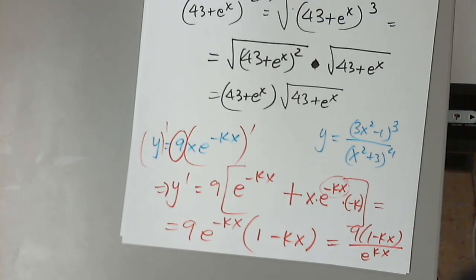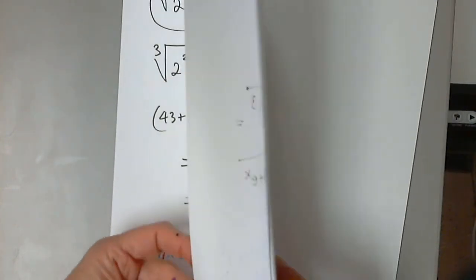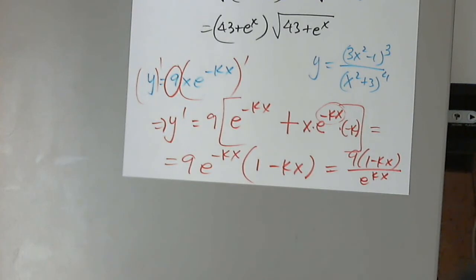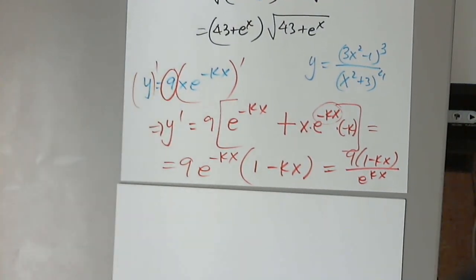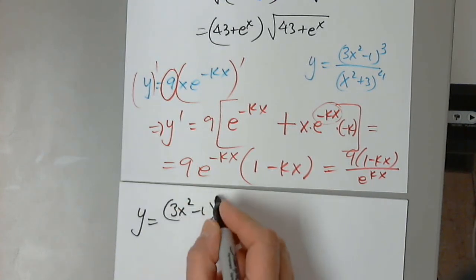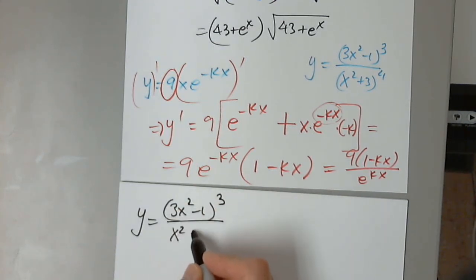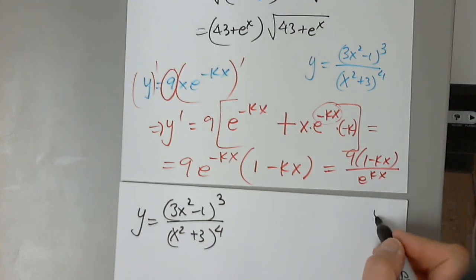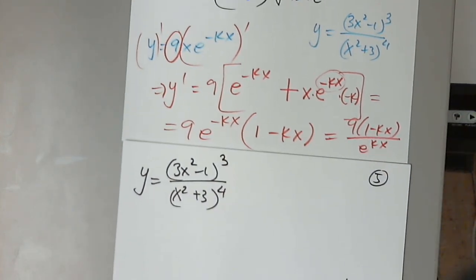Okay, so now the other one. We have y equals 3x squared minus 1 to the third over x squared plus 3 to the fourth power. This is not a friendly problem for many reasons, because differentiating it is not a big deal, but then I have to factor and fully simplify it. And that is not easy. So let's do that.